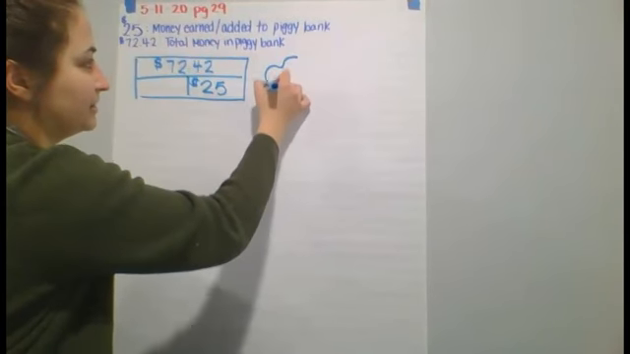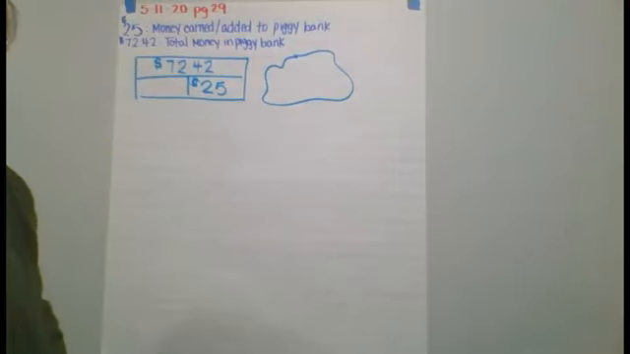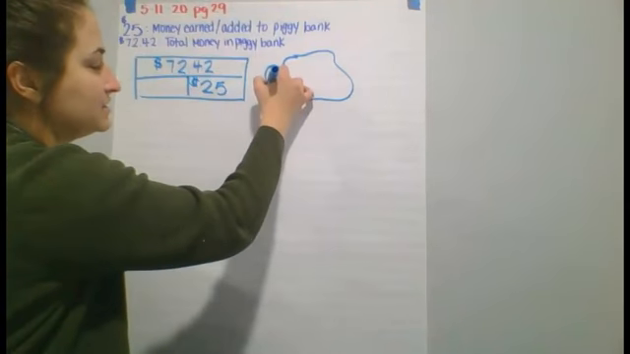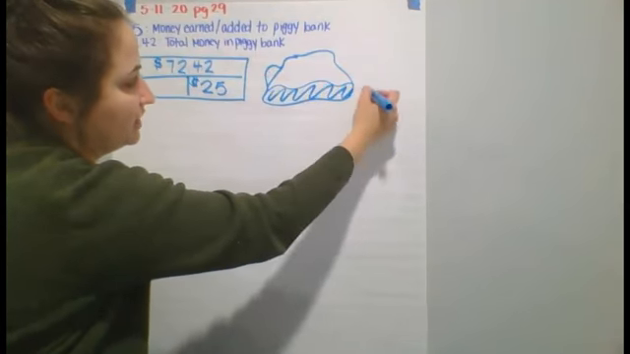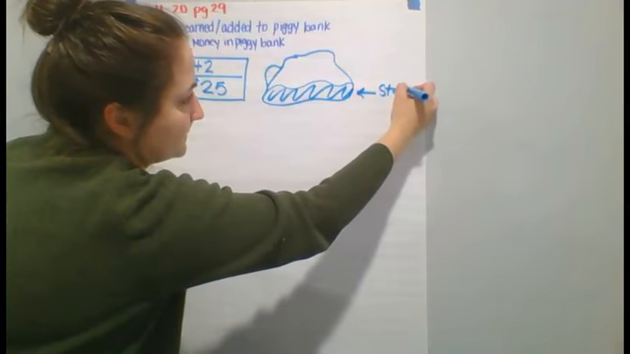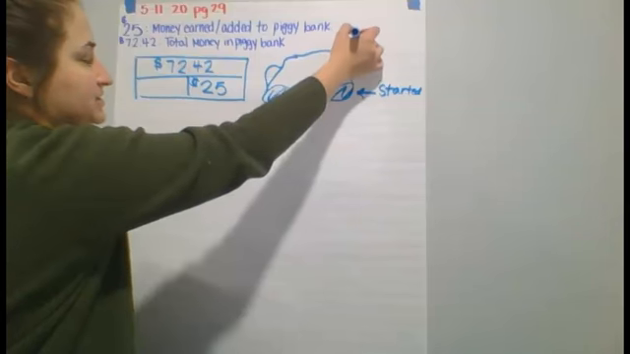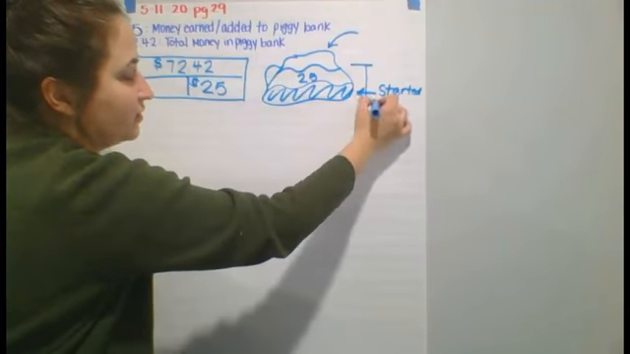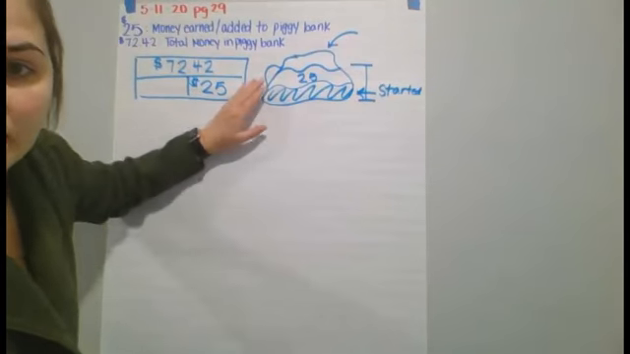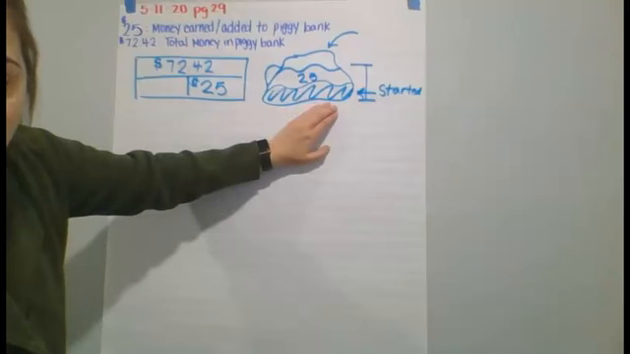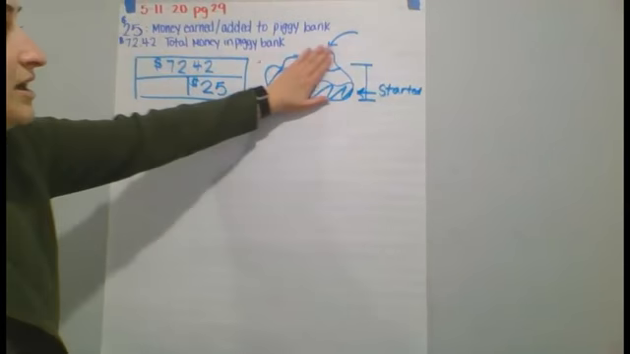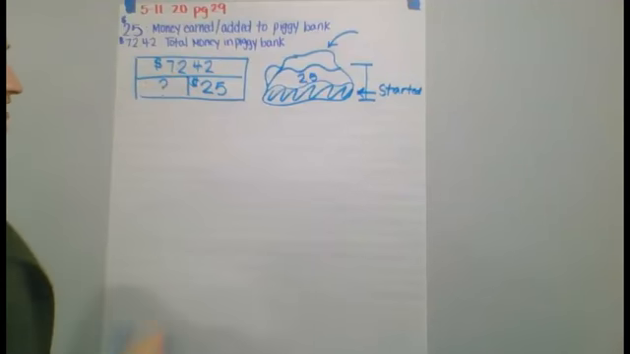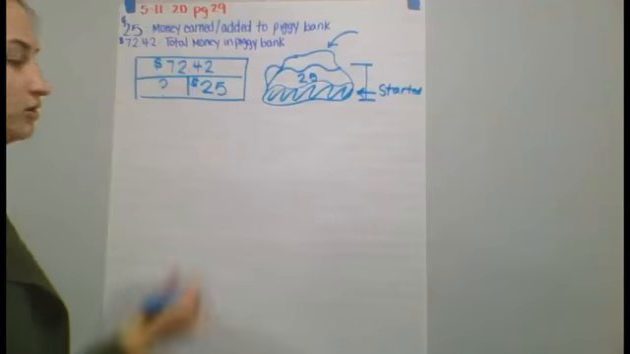So if we think about it, this is our piggy bank. I don't know why I just drew it like that. Maybe it's a pig, I'm not really sure. I have some money in my piggy bank, so this is what I started with. Then I'm going to put some money into my piggy bank, and now this is my $25. I want to figure out how much this is, but in order to do that, I have to figure out this portion right here. So we're going to take our entire amount and subtract away that $25 to figure out this portion, because these two parts together equal our whole.